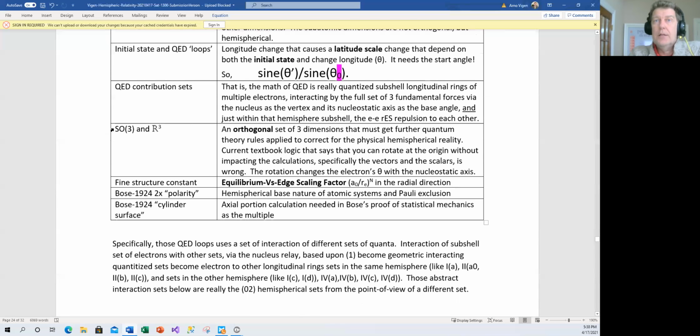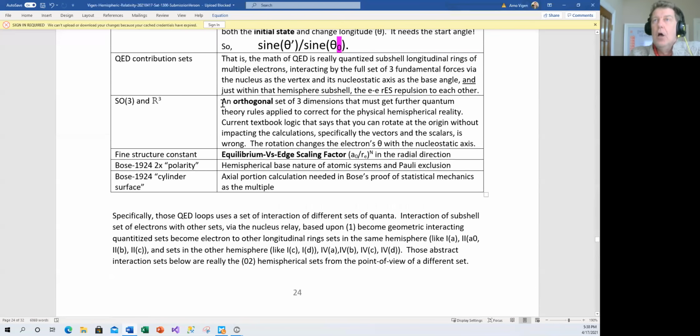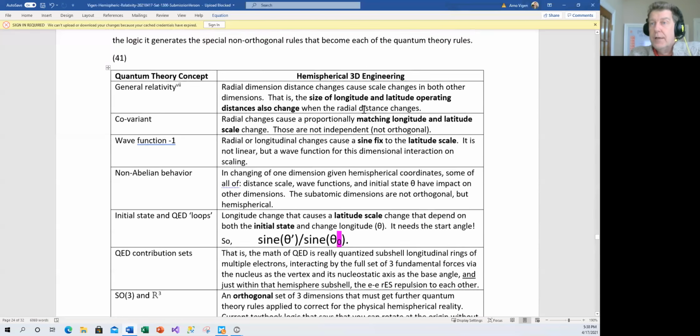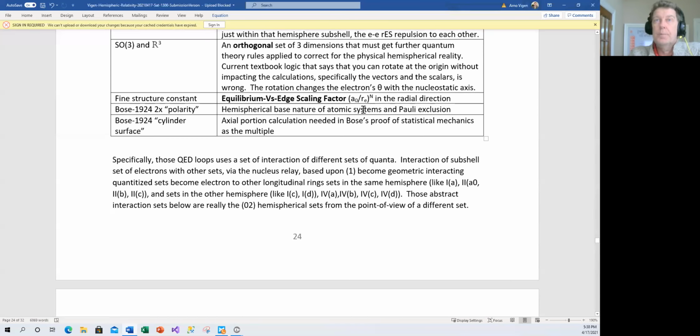And the same thing is that when they're doing it today, they're going to teach you SO3, which is basically the orthogonal translation groups, or the R3. You'll see this in textbooks. Those are the orthogonal methods. You must update them with hemispherical relativity because they assume no translation, and that Rodriguez method needs to get replaced.